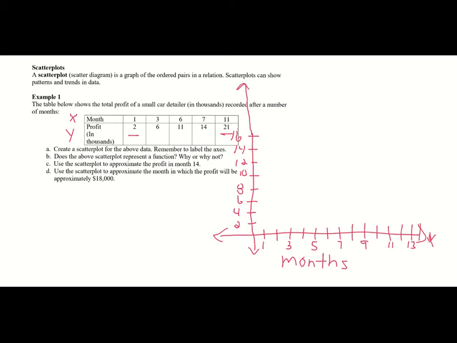Okay, so we have 16,000, 18,000, 20,000, 22, and then we'll put 24 on there. Okay. So let's plot our ordered pairs. And when we label it, it's going to be profit for the label of the axis, and then we'll put in the parentheses in thousands.